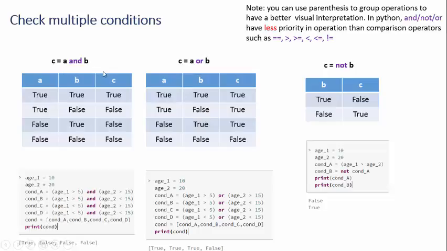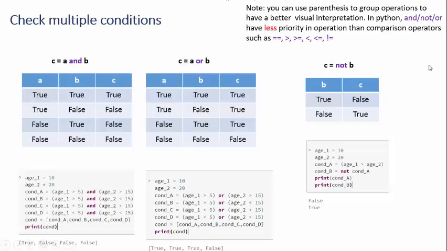This is the A and B. A and B means when A is true and B is true, the combination will be true. Other conditions will be false. A or B, that is C is true when A is true or B is true. The only case C is false is when both A and B are false. So those are the two different ways to combine two different conditions.